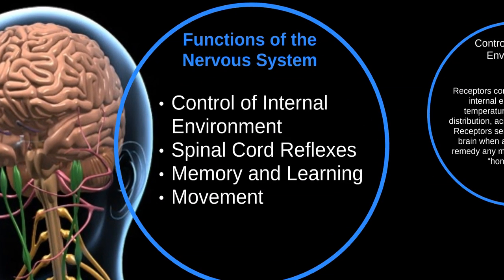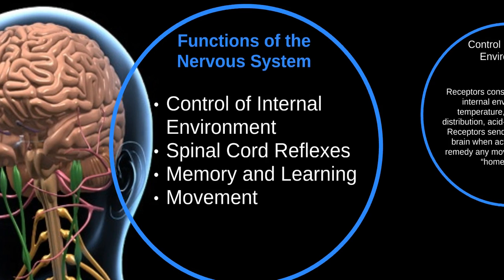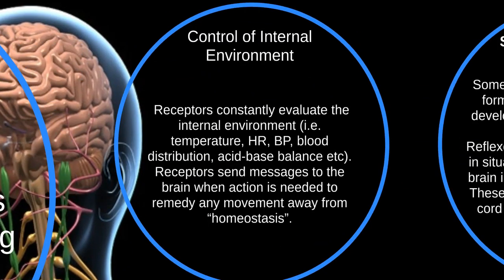The main functions of the nervous system can be summarized in these 4 points here, and these are the 4 points that we'll need to transfer shortly over to our mock question sheet. So functions of the nervous system include controlling our internal environment, spinal cord reflexes, memory and learning, and movement. So let's have a look at each of them in a little bit more detail.